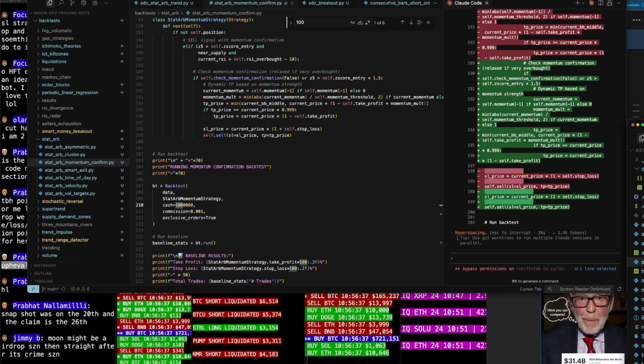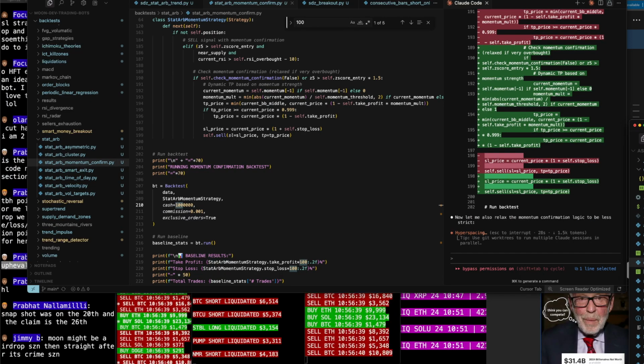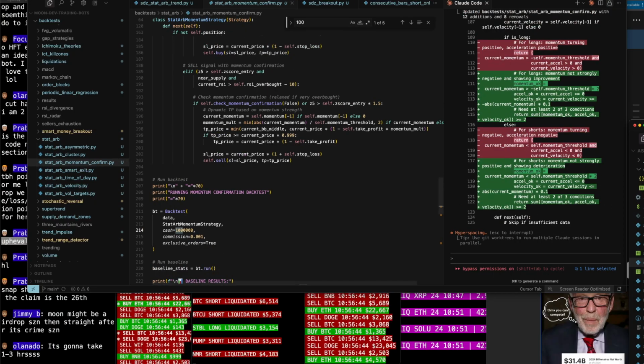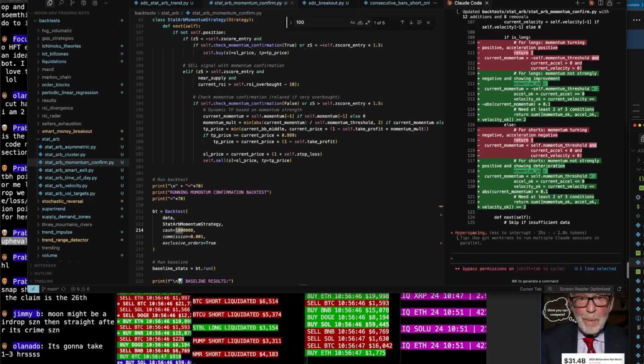Okay, let's see if this fixed it. What'd she say? Fix the equity calculation now properly includes open positions. Perfect.